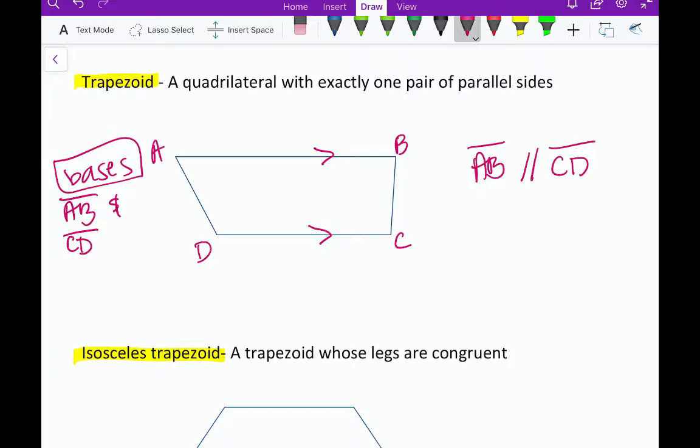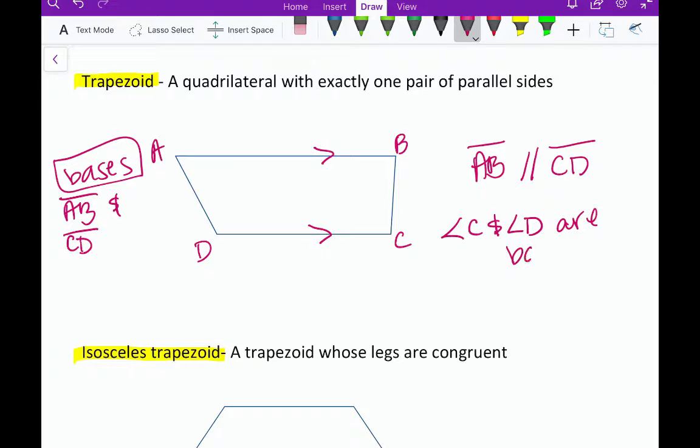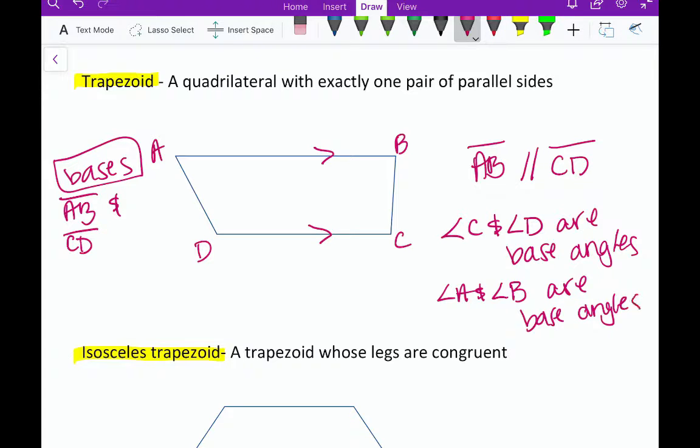And in the trapezoid, there are two pair of base angles. So angle C and angle D are base angles. And angle A and angle B are also base angles. Those are the two pair of base angles. The other two sides, the non-parallel sides, are called the legs. So AD and CB are the legs.